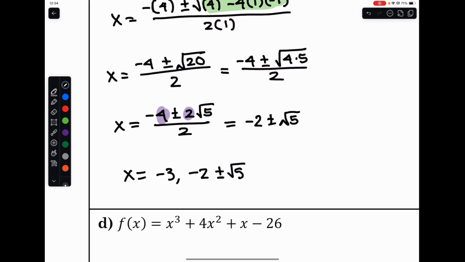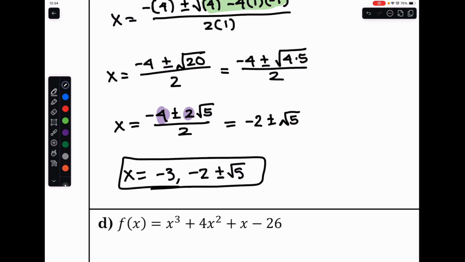So that notation is telling me that I have negative 2 and I'm adding and then also subtracting the square root of 5. So instead of separating like I did earlier, I could just write it like that. So here are your x-intercepts, where the graph is going to cross the x-axis.